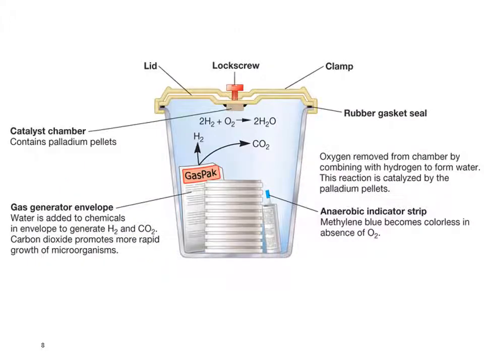Here we have an example of a gas pack anaerobic system, much like the one that we use in the lab to culture anaerobic microorganisms. Hydrogen and carbon dioxide are generated by a gas pack envelope, which you can see there. The gas pack contains a palladium catalyst in the chamber lid, and this catalyzes the formation of water from hydrogen and oxygen, thereby removing oxygen from the sealed chamber.